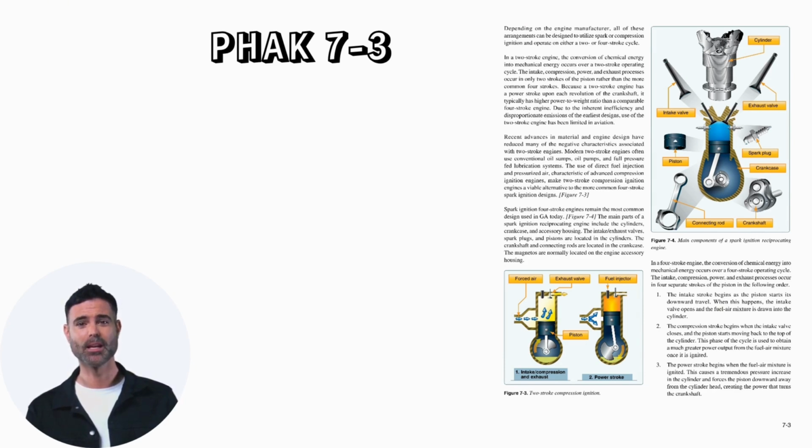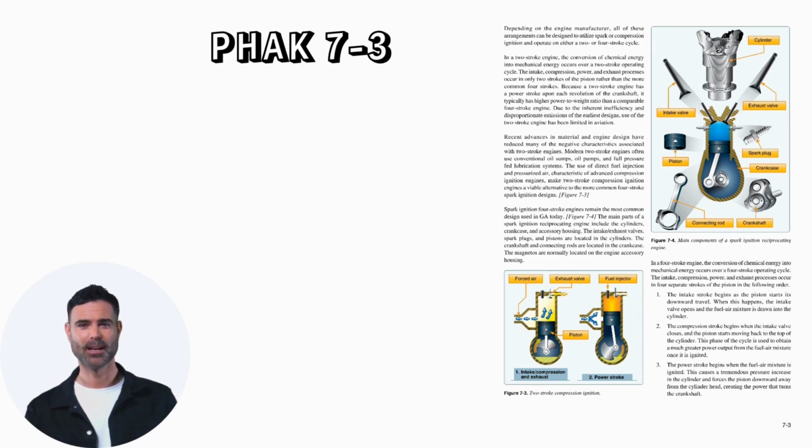In a 2-stroke engine, the conversion of chemical energy into mechanical energy occurs over a two-stroke operating cycle. The intake, compression, power, and exhaust processes occur in only two strokes of the piston rather than the more common four strokes. Because a two-stroke engine has a power stroke upon each revolution of the crankshaft, it typically has a higher power-to-weight ratio than a comparable four-stroke engine.